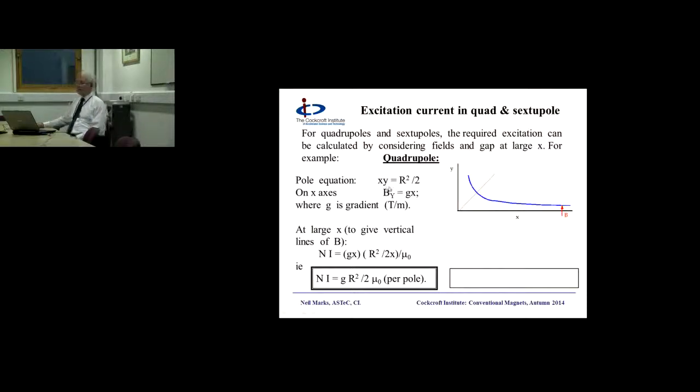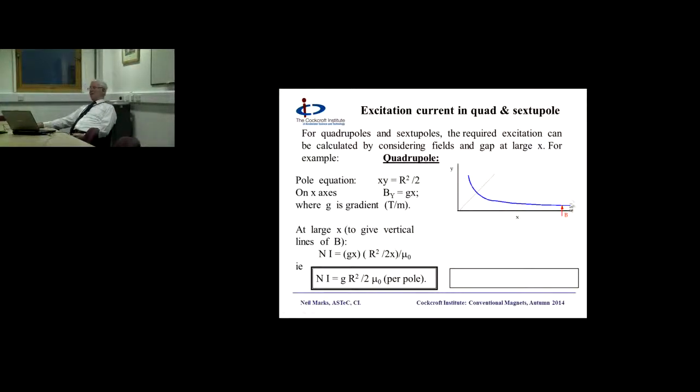So we've got the pole equation, which is xy equals r squared over 2, and on the x-axis we have By equals gx, where g is the gradient of this quadrupole in Teslas per meter. So at large x, we just put these equations in. Remember, we've got Ni equals Bg over mu naught. Ni equals B, which is gx, times r squared over 2x, which is this gap here, all over mu naught. And luckily, the x's cancel. Isn't that wonderful? So we have the equation that Ni equals gr squared over 2 mu naught. And that is the ampere turns that is needed per pole.